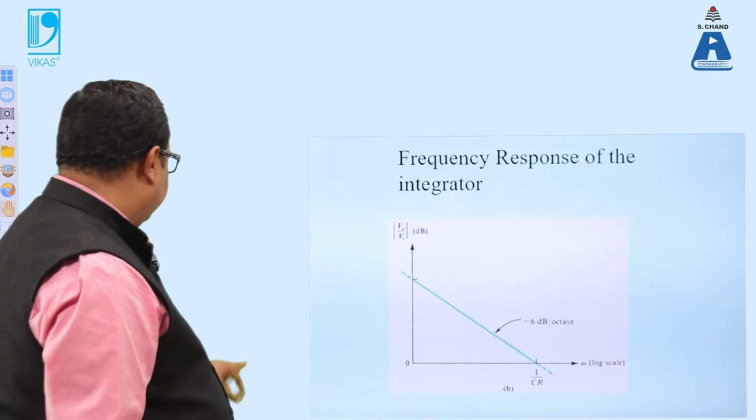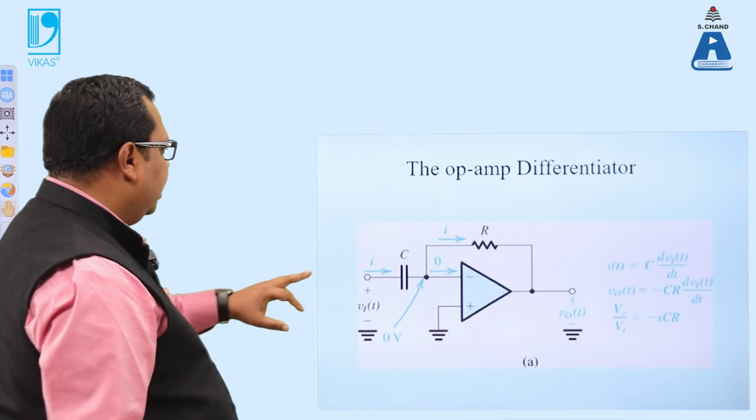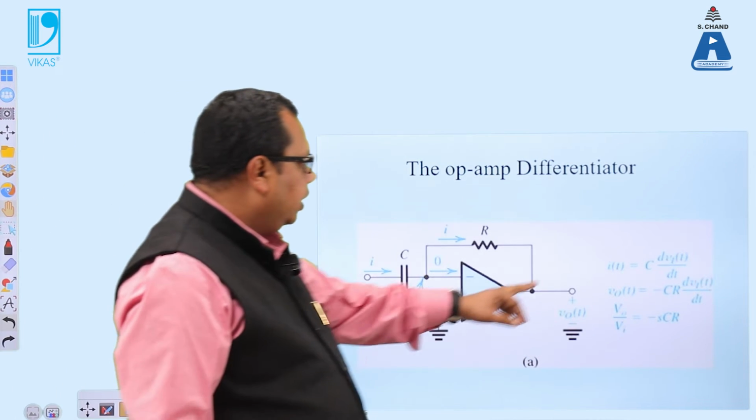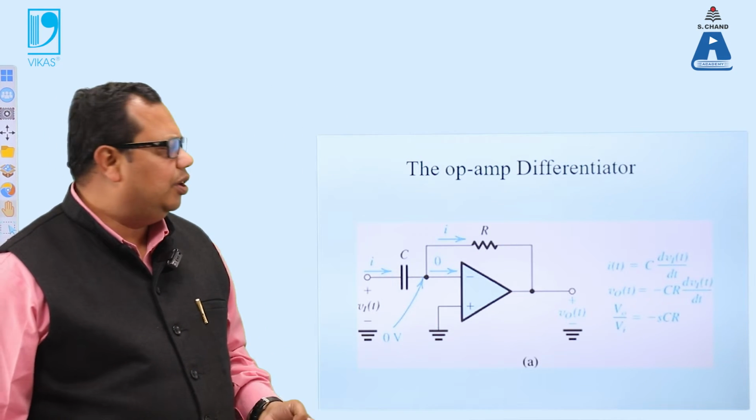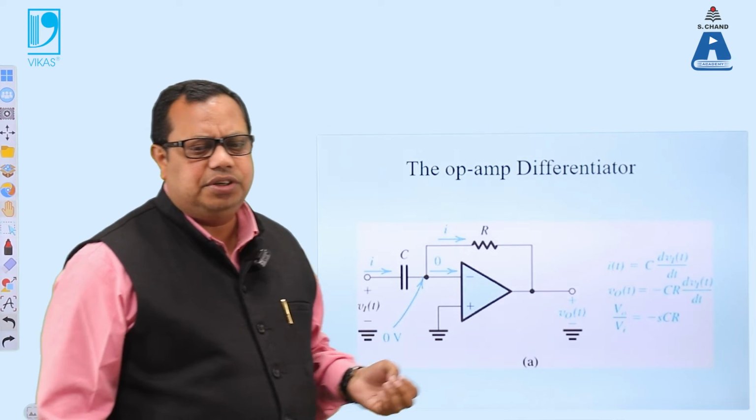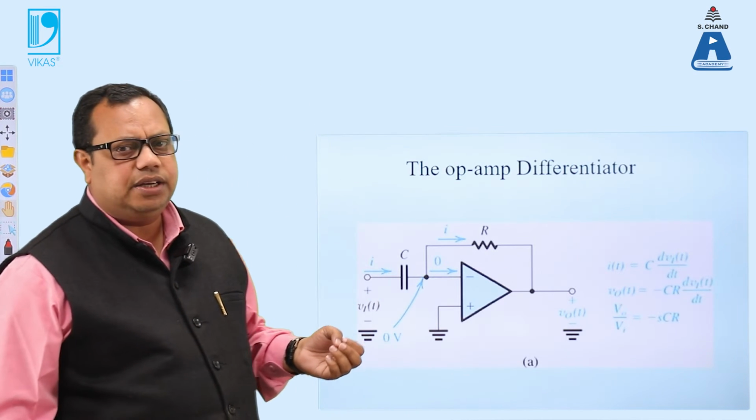Here you can see the frequency response. Here we can see how it can be used. We are calculating the rate of change. As we have discussed in the previous video, what is a differentiator: a differentiator is basically the op-amp used as a differentiator.